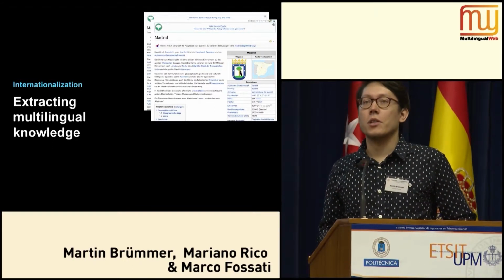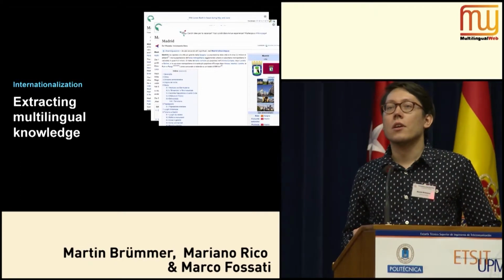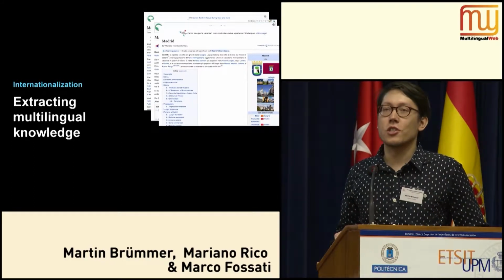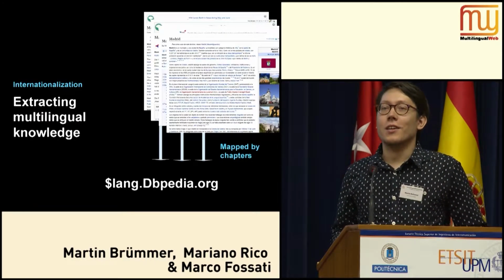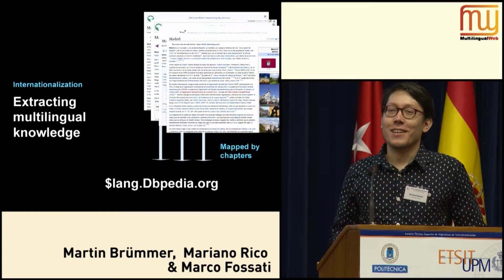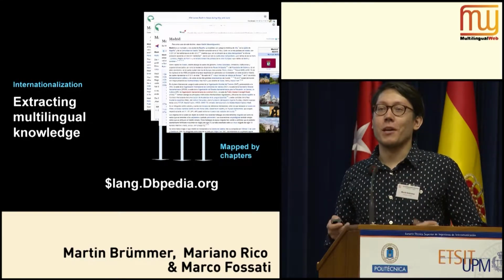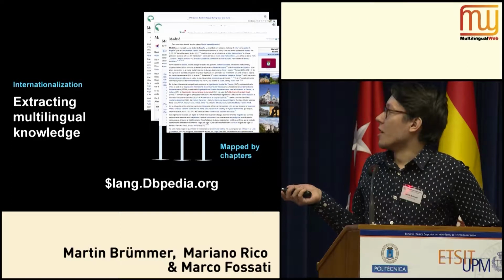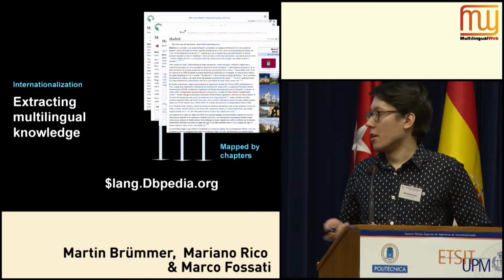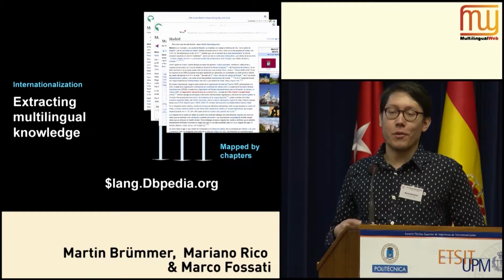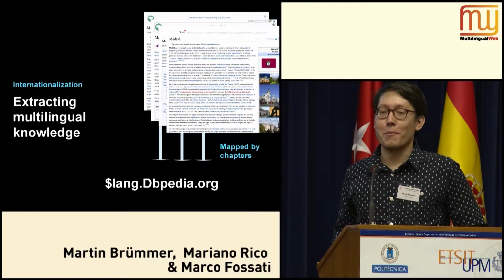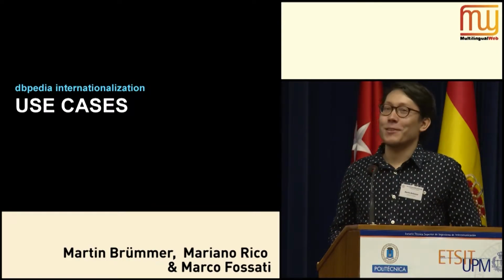So a little more explanation. It's not very orderly. Well, we see we have Wikipedia pages in different language versions, and these are mapped by the different chapters according to their language into the versions language.dbpedia.org. So they are relatively independent. That's reflected in our talk today. So I'm from the German chapter, Marco from the Italian, Mariano from the Spanish chapter. We've never met before, but that's how it goes.